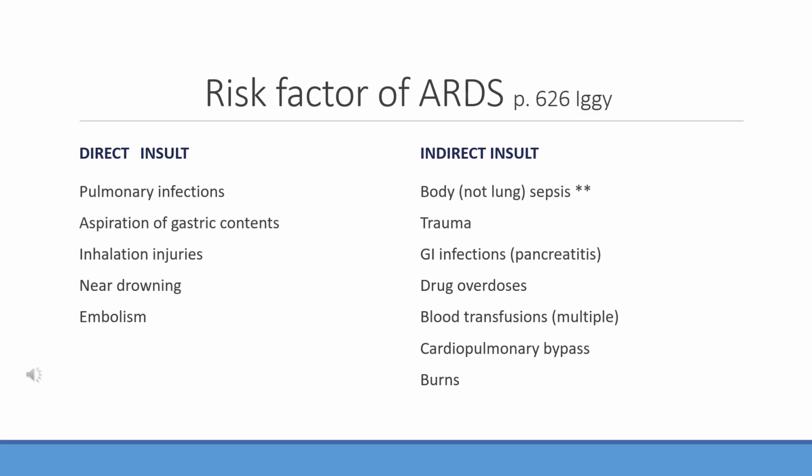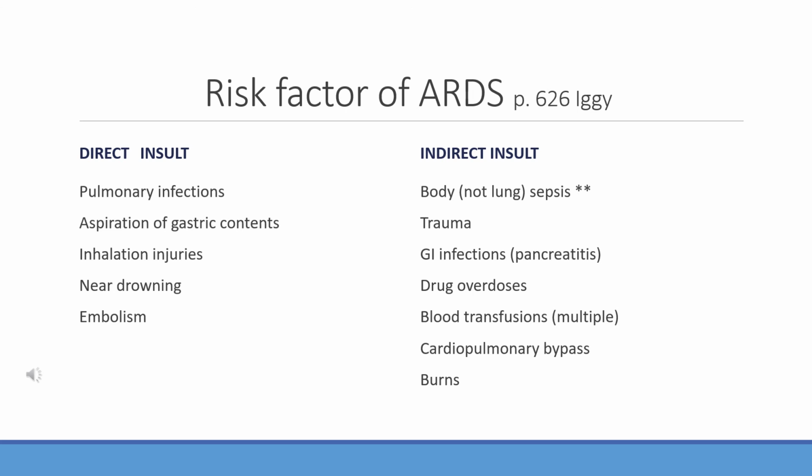Then we have the indirect insults. The indirect insults indirectly involve the lungs, a process that can cause inflammation outside of the lungs. So the tissue area outside of the lungs is the source and not the lungs themselves. So you may have, for instance, body, not lung, sepsis, body sepsis.